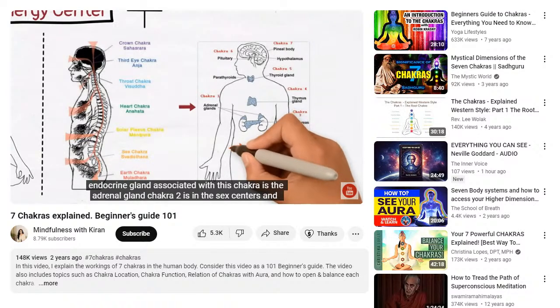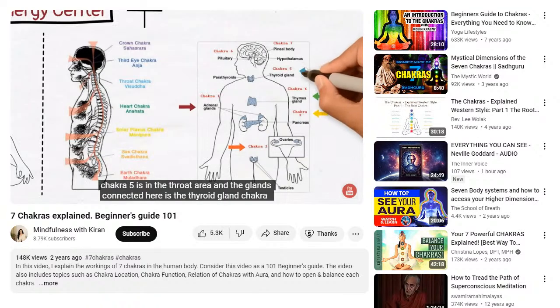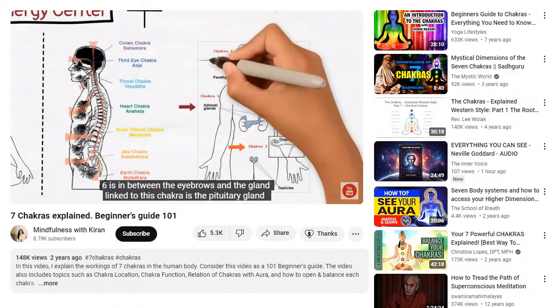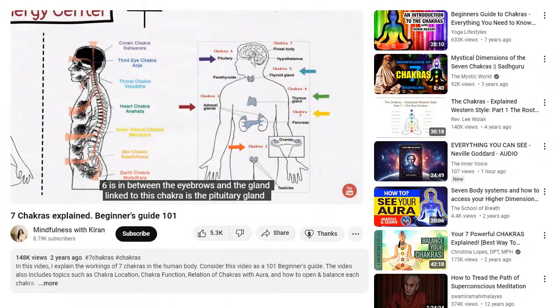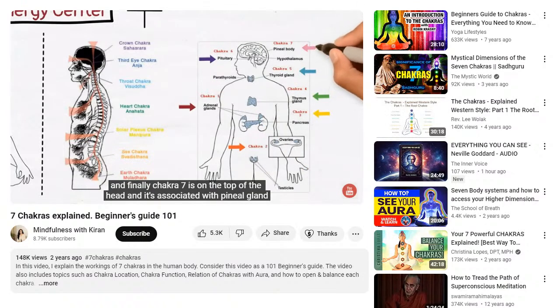Chakra 2 is in the sex centers, and the glands there are testes and ovaries. Chakra 3 is in the stomach area, and here the pancreas dump their hormones. Chakra 4 is in the heart area, and the gland connected to chakra 4 is the thymus gland. Chakra 5 is in the throat area, and the glands connected here is the thyroid gland. Chakra 6 is in between the eyebrows, and the gland linked to this chakra is the pituitary gland. And finally, chakra 7 is on the top of the head, and it's associated with pineal gland.